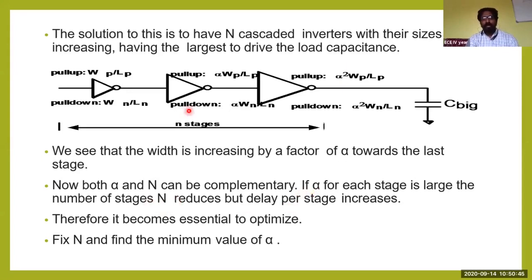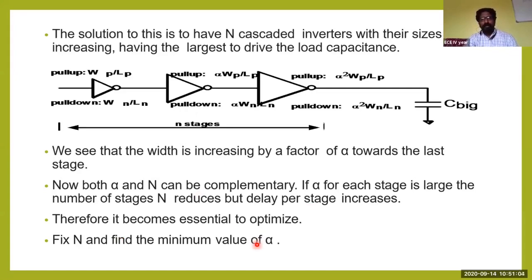How many inverters do you need? Only that limited number of inverters should be used in order to drive those large capacitor loads. Therefore, it becomes essential to optimize this one. So how to optimize? We'll see it in the next slide. Fix N and find the minimum value of alpha.